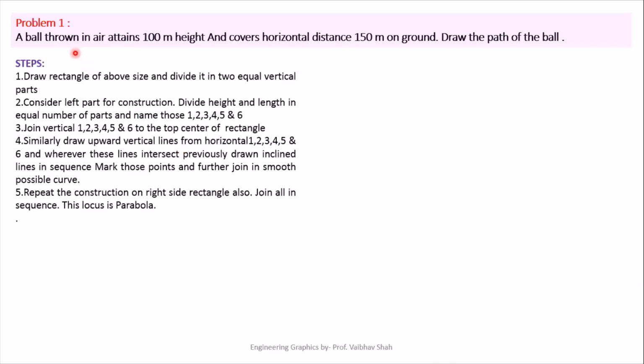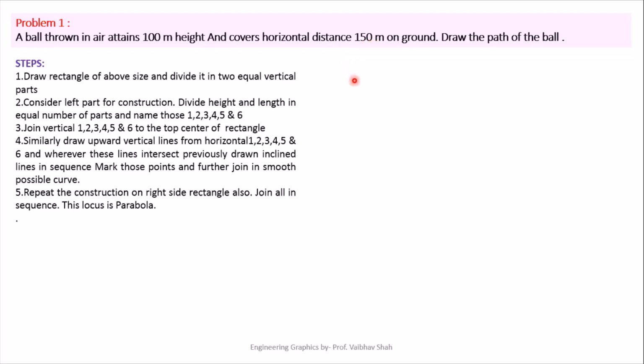So now example number 1: a ball thrown in air attains 100-meter height and covers horizontal distance of 150 mm on ground. Draw the path of the ball. So here we can see that the ball attains the height of 100 meter. That means this is nothing but the height of a parabola, and it covers the distance of 150 meter on the ground. That means it's a horizontal distance, which is nothing but the base of a parabola.